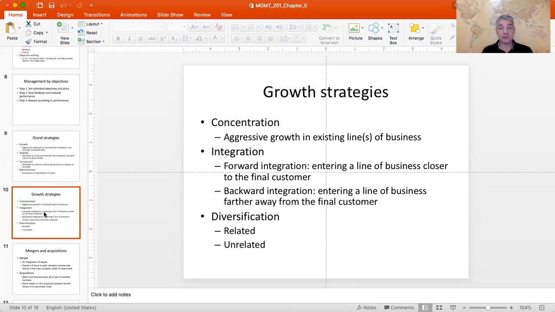And typically, related diversification moves are successful. Unrelated moves are typically not successful. So just something for you to keep in mind. And again, we'll talk much more about that once you become seniors, once you take this Management 497 strategic management class.